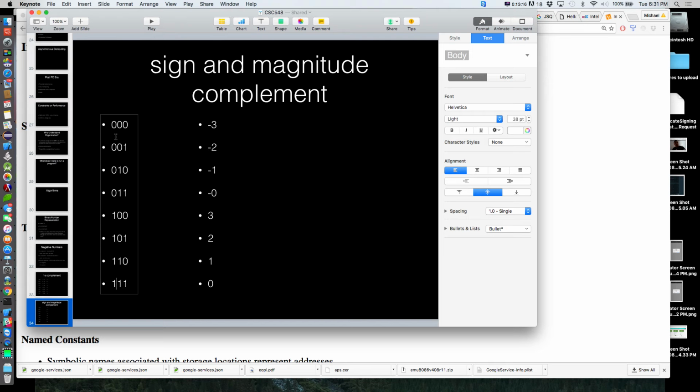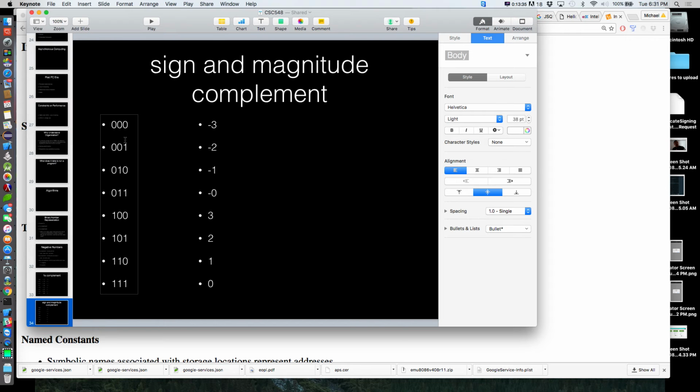All right, so with sign and magnitude, we're not flipping any bits. All we're doing is we're saying a 3-bit number, one of those bits is used to represent sign. All the other bits are used to represent magnitude, value. All right, so this is a 2-bit system then.